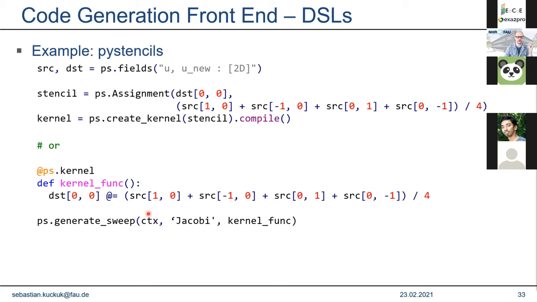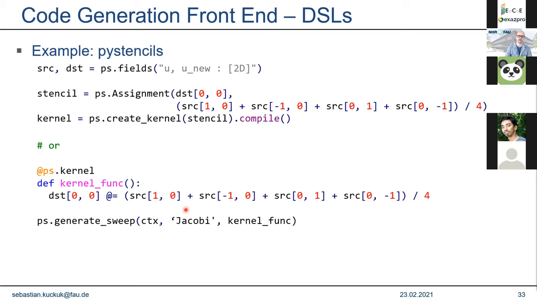It's wrapped in a function, which is decorated. And then in this case, we don't want to generate a kernel and compile that, but instead we want to generate a sweep. So this would be the lingo for generating one computational stage in our target framework for some given context, with some given label. And in the end, we just provide that function we've seen above here, from which an AST is derived, which can then be pretty printed as code for the framework.